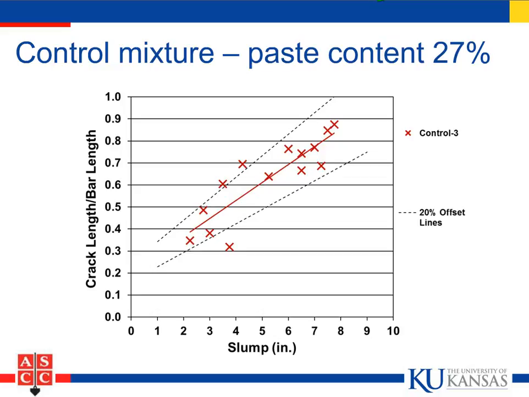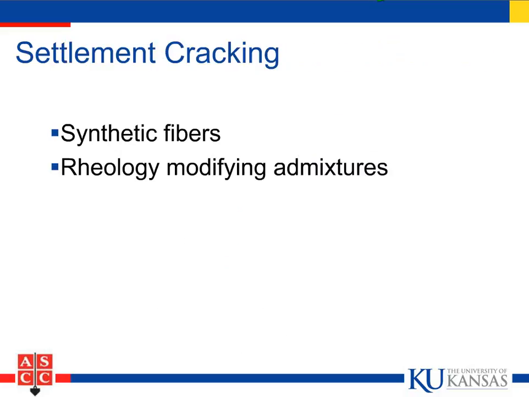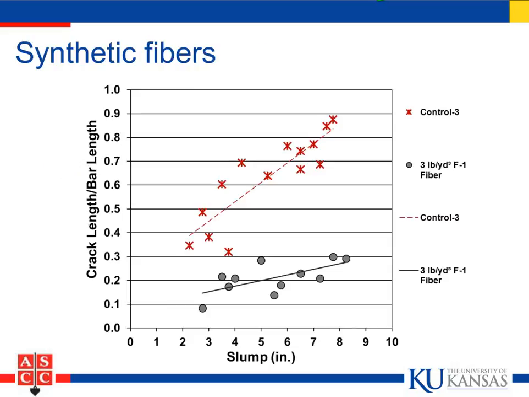Now, if we do something, what can we do? Well, we've evaluated a number of different methods. I want to show you just 2: synthetic fibers and rheology modifying admixtures. So, and we've tested lots of different synthetic fibers. I'm just showing you one comparison. They all perform quite similarly. Notice here we had 3 pounds per cubic yard. This is a macro fiber. F1 is just a code number.